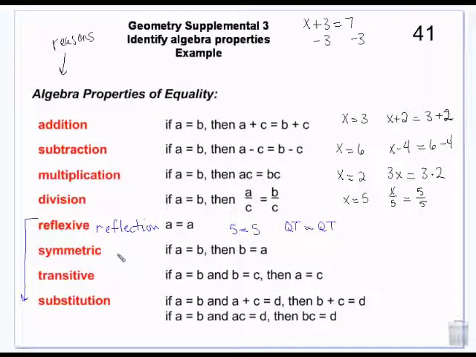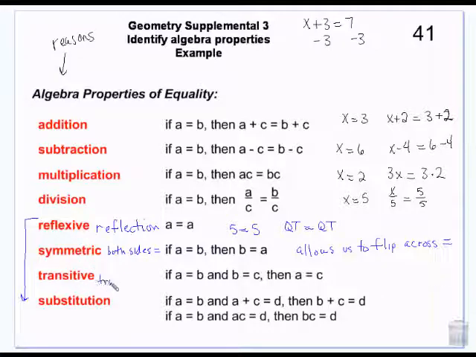Symmetric is an if-then that flips. If A equals B, then B equals A. And we use this to rearrange things across the equal sign. This is the property that allows us to flip across the equal sign. Okay? And it's symmetric because both sides are equal, right? If you have symmetry, you have two sides that are equal. So that's how you remember symmetric: both sides are equal. Okay.